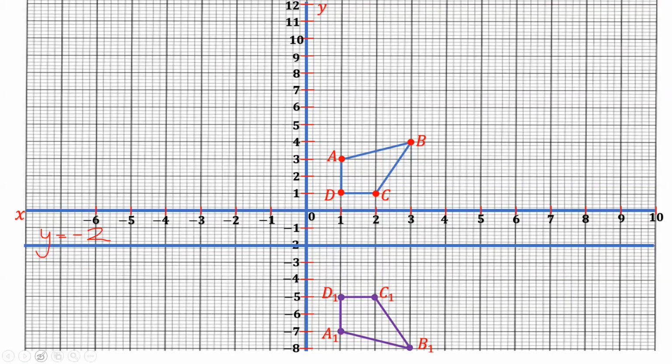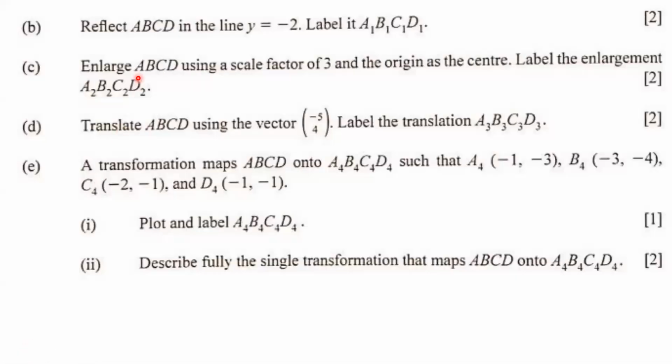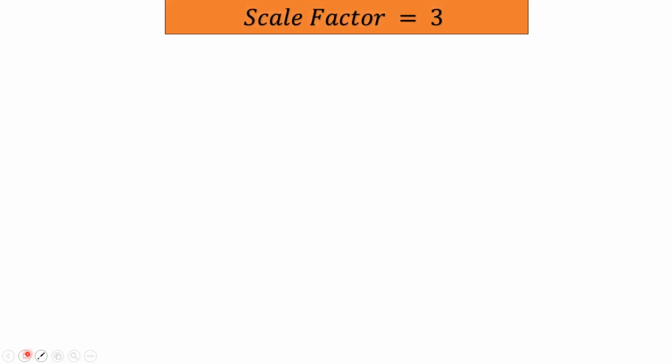Okay, let's move on to the next question. Next question says that we want to enlarge ABCD using a scale factor of 3, and the origin as a center. Label the enlargement A2, B2, C2, and D2. So for this one, we have to enlarge ABCD using the scale factor of 3. Remember, enlargement means we have to multiply each coordinate by 3. So the scale factor is 3.